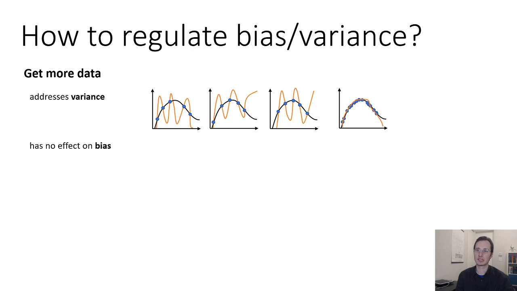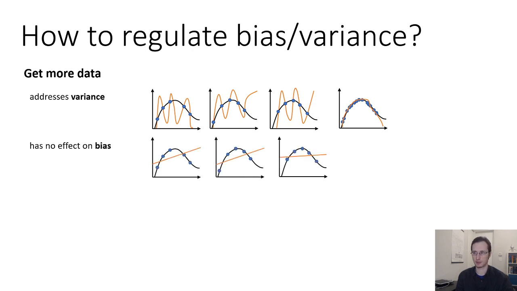Getting more data doesn't generally improve bias. So that's the underfitting example from before. That straight line is not going to fit the true curve no matter how many data points we give it.